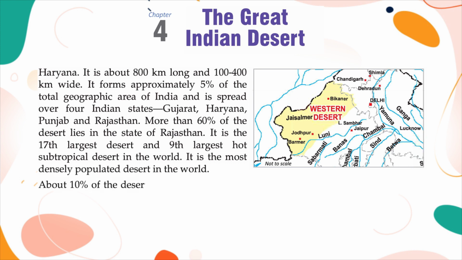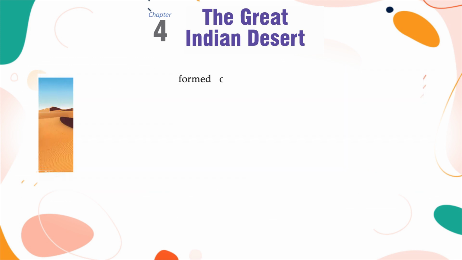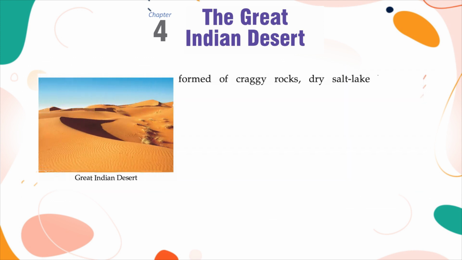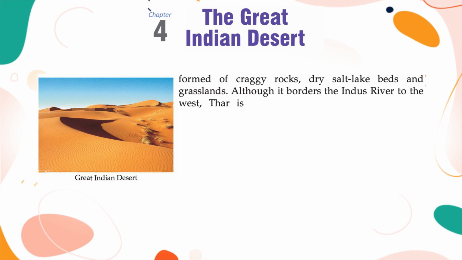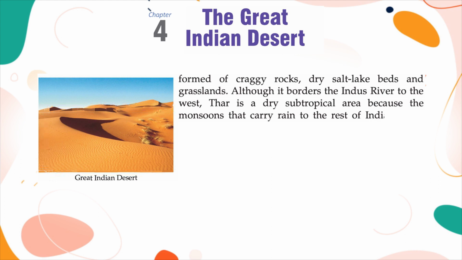About 10% of the desert contains sand dunes, small hillocks of sand, while the rest is formed of craggy rocks, dry salt lake beds, and grasslands. Although it borders the Indus River to the west, Thar is a dry subtropical area because the monsoons that carry rain to the rest of India bypass this region.